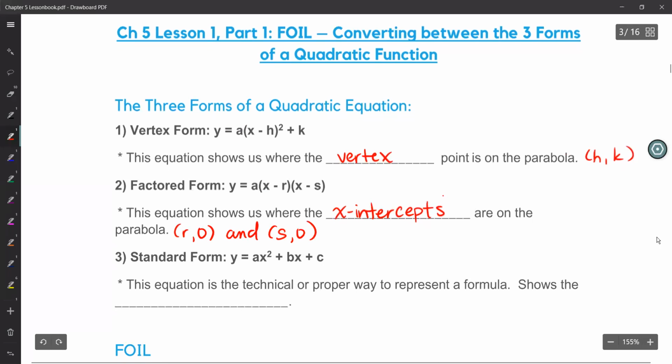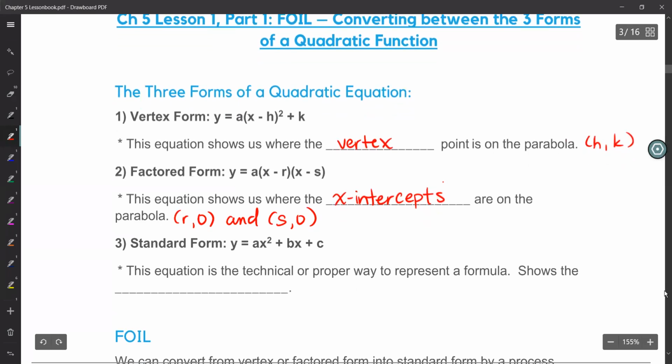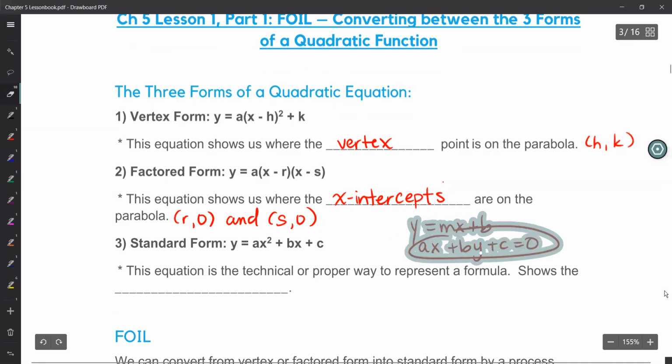And then the last thing that we're going to look at today is called standard form. So in grade 9, when you learned about lines, we talked about how there are different ways that you can express a line. We can express it in y = mx + b form. There's also standard form, which is like Ax + By + C = 0, and this is the standard form of a line. We also have standard form of a quadratic, and that's essentially just the expanded version of a quadratic.